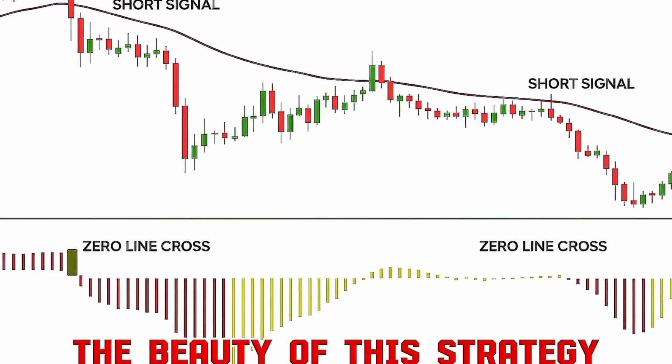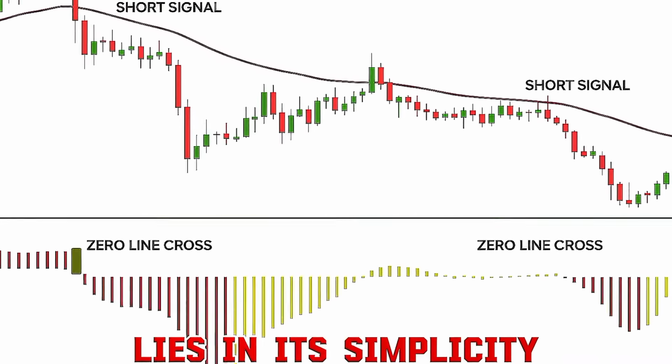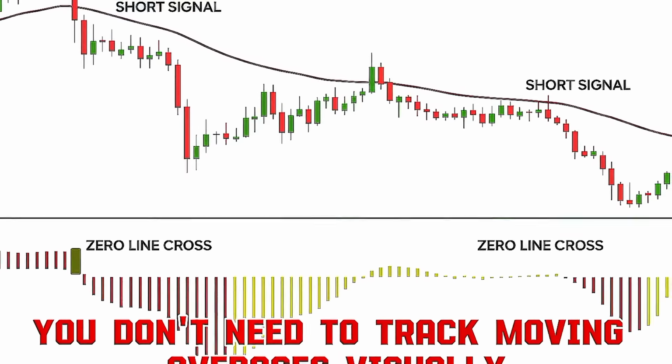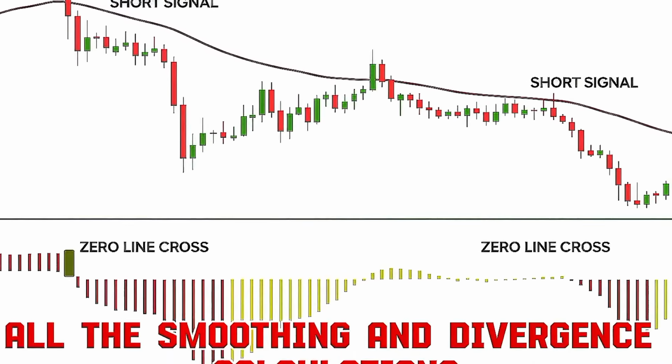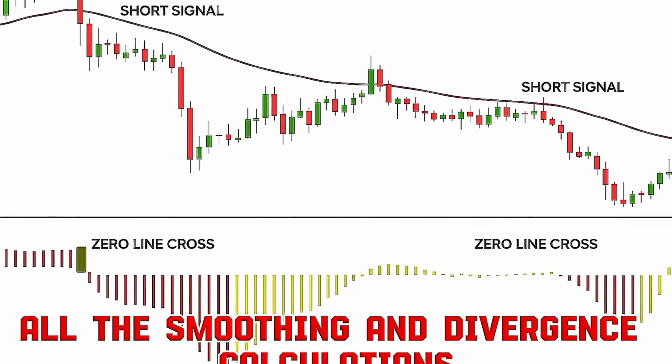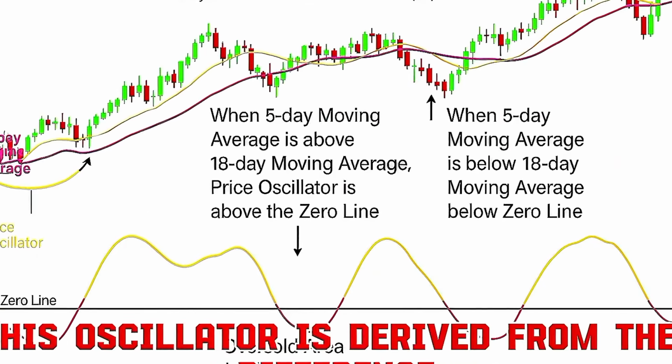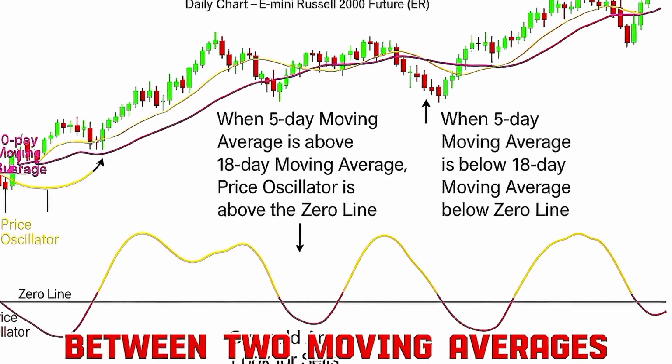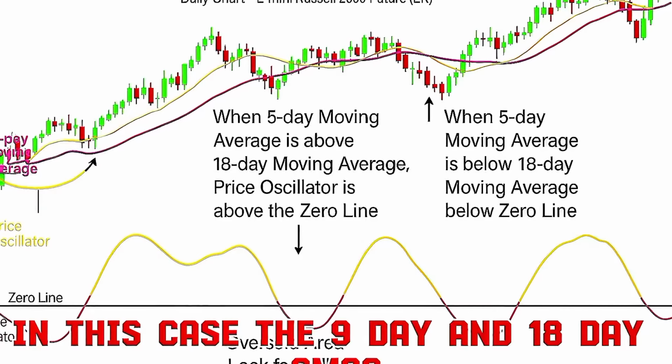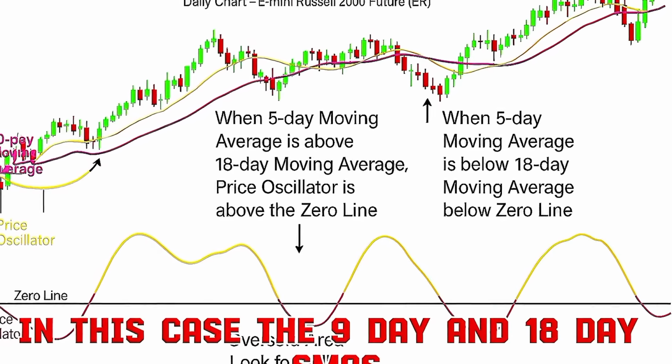The beauty of this strategy lies in its simplicity. You don't need to track moving averages visually, as the oscillator handles all the smoothing and divergence calculations under the hood. This oscillator is derived from the difference between two moving averages, in this case, the 9-day and 18-day SMAs.